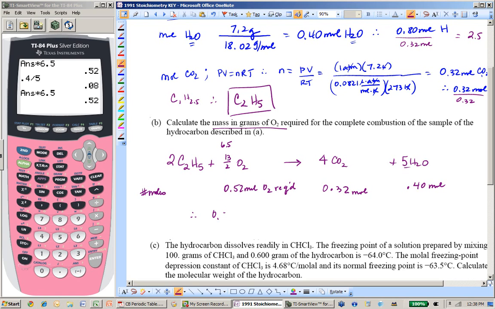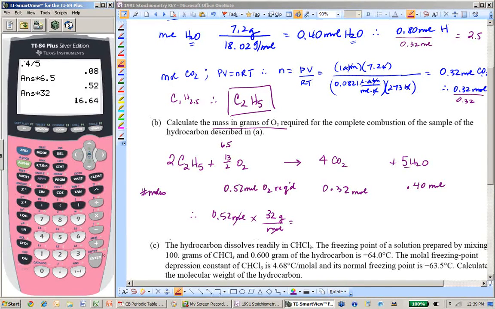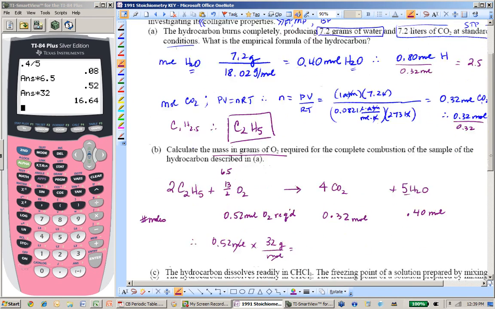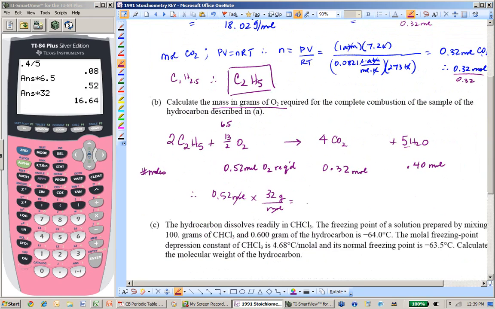Well, that means, to calculate the mass in grams of O2, I need 0.52 moles times the grams per mole of O2. Right, so that cancels, and I'll come out with 16.6, 16.7. How many sig figs do I need here? Look back at the top. 2, I need 2. So I'm going to call that 17. 17 grams of oxygen required.